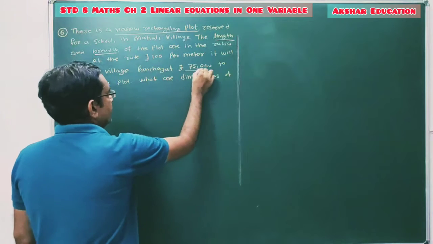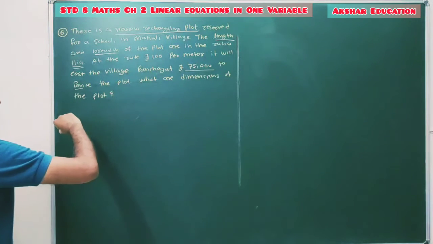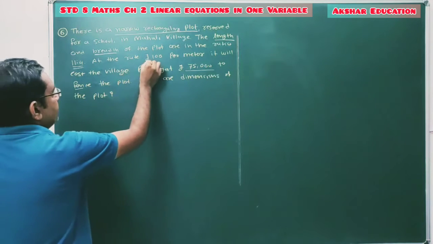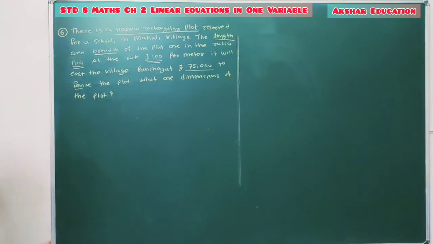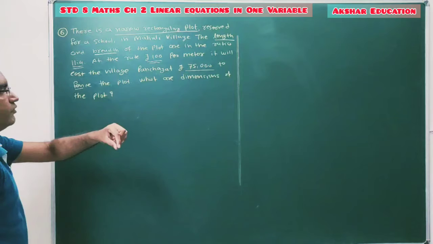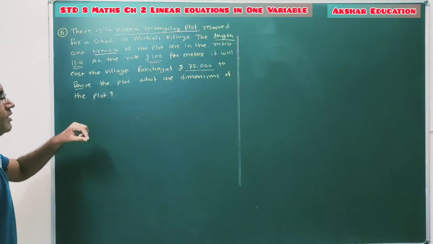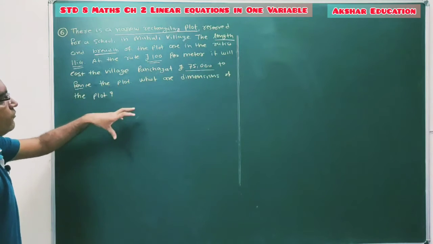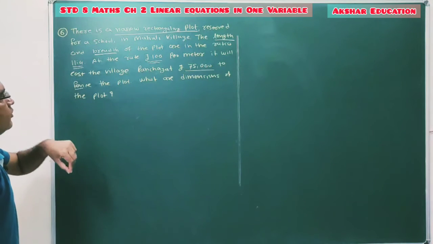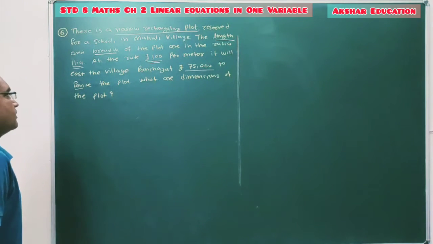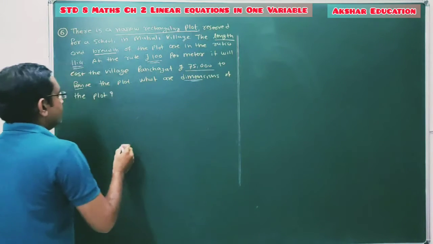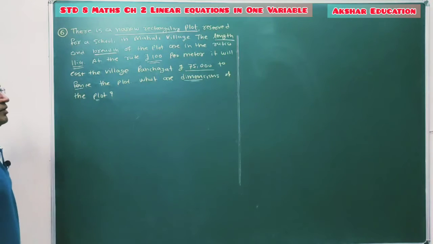Total cost of fencing the plot is 75,000 rupees and the rate of fencing is 100 rupees per meter. If you want to fence 1 meter of length, then it will cost up to 100 rupees, and the total cost of fencing that rectangular plot is 75,000 rupees. So the question is, what are the dimensions of the plot?